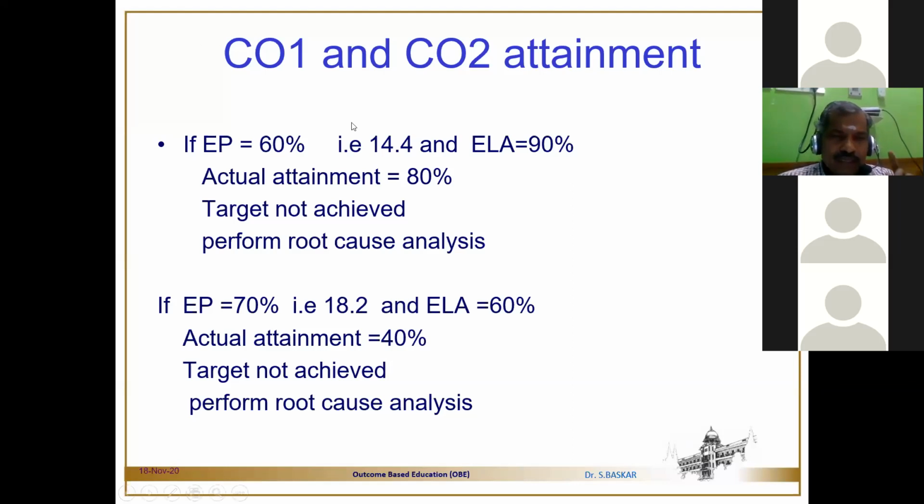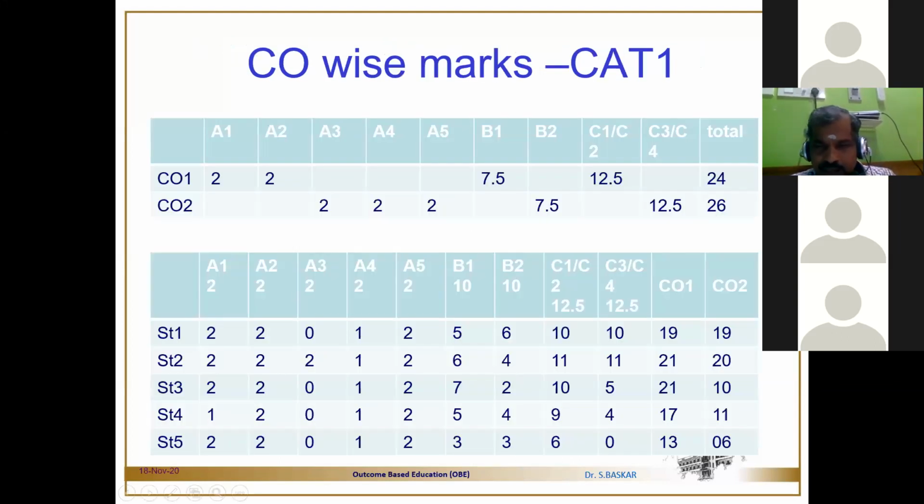Because the total mark is 24 for CO1, if we calculate 60% of 24, it will be 14.4. Just now we discussed that the total mark for CO1 is 24. Therefore, we expect the minimum mark scored by each and every student to be 14.4. From the previous table, we can calculate out of 5 students how many students scored 14.4 and above.